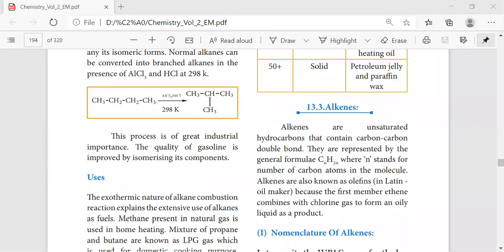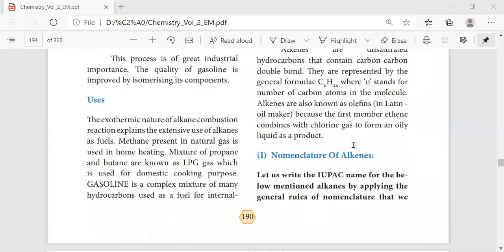Now under hydrocarbons, we have started alkanes, their nomenclature, preparation, properties, and uses, which got over in the previous video session. Now we move on to alkene: preparation, properties, nomenclature, and then uses.